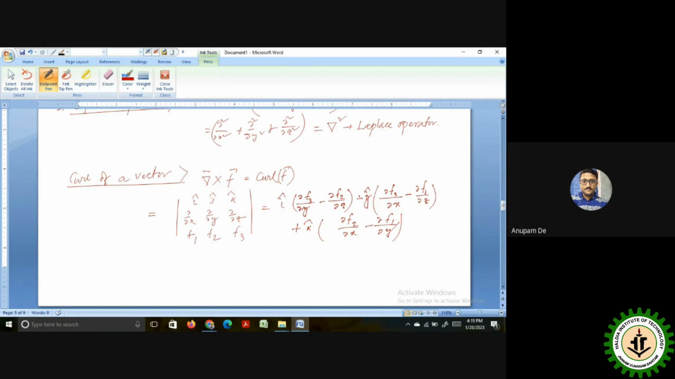So this is the expression of the curl of a vector, and this has a physical meaning: it defines the rotational property. The curl of a vector basically gives you twice the angular velocity at a point in a vector field. Now how are we finding it? Let me show you that.